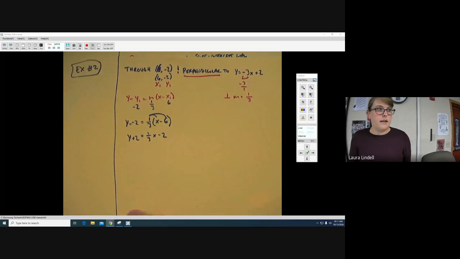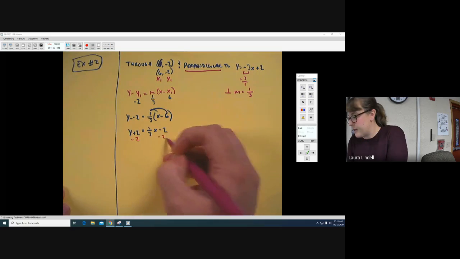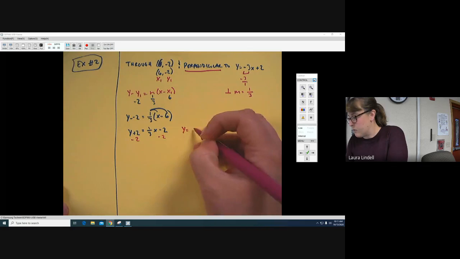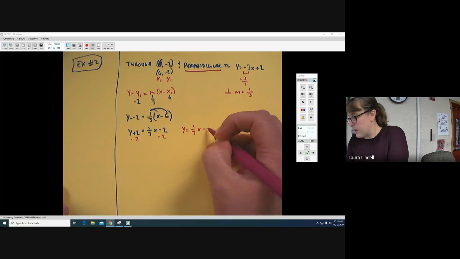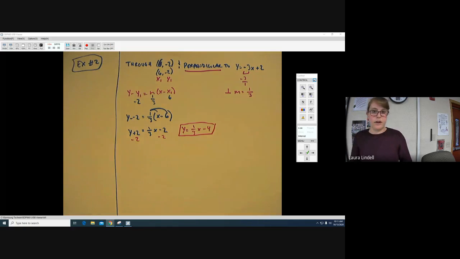All right, then our last step, we subtract 2 from both sides. And we get y equals 1/3 x minus 4 for our final answer.